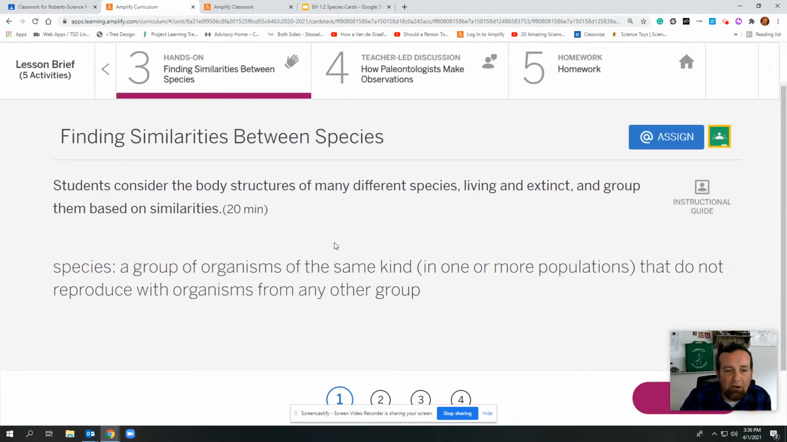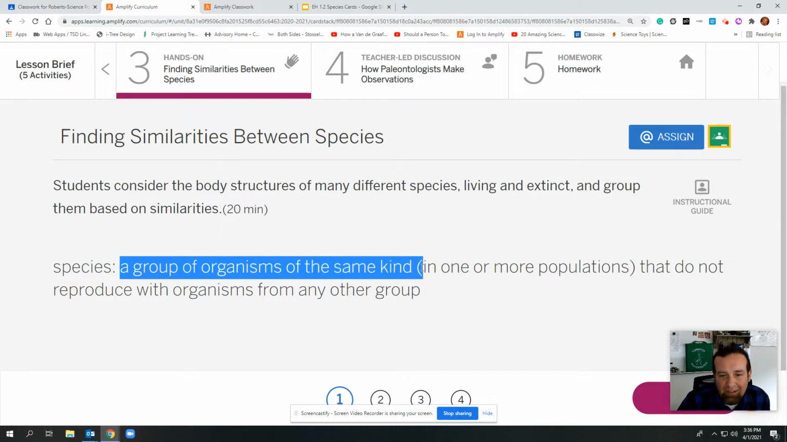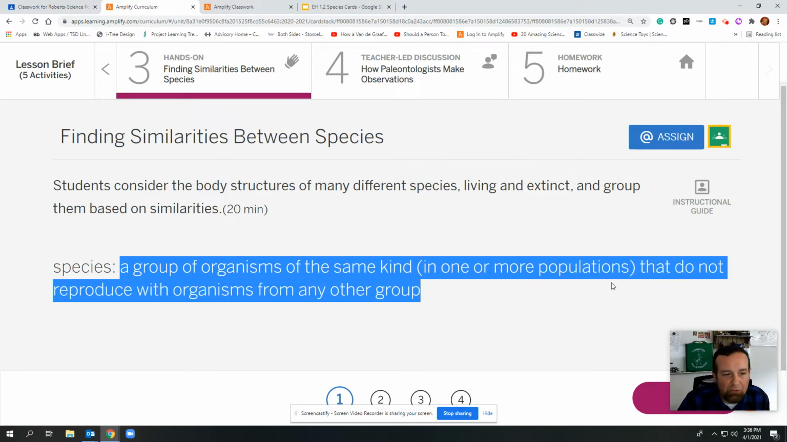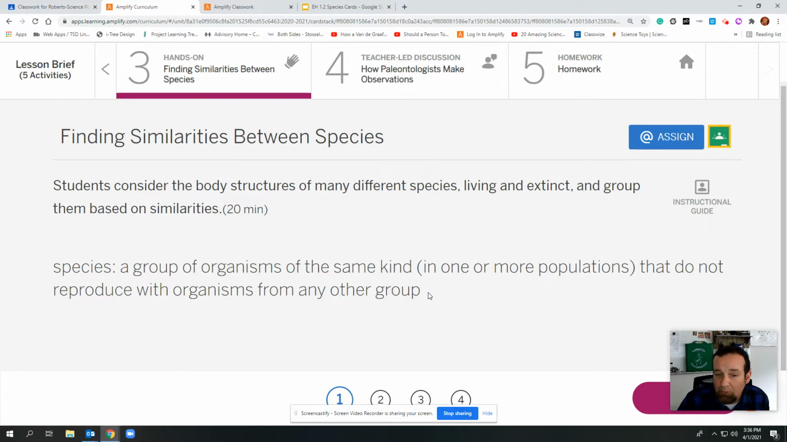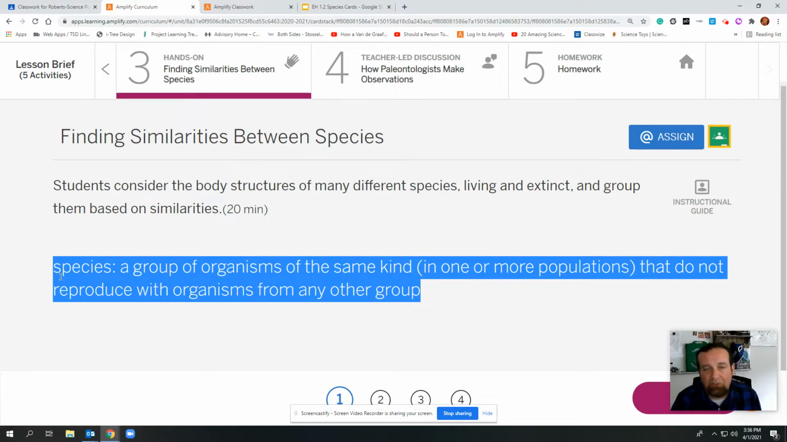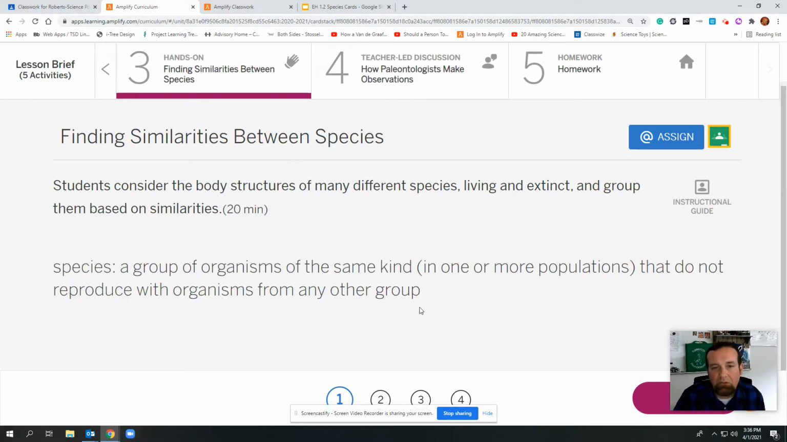So friends, first of all, it looks like there's a vocabulary word, right? So what is a species? A species is a group of organisms of the same kind in one or more populations that do not reproduce with organisms from any other group. So that means that in order for something to be part of a species, it has to be able to basically make babies with other members of that species. That's one of the underlying criteria.